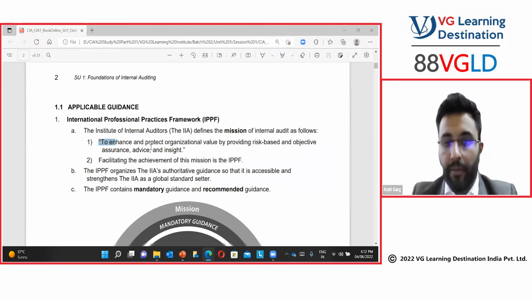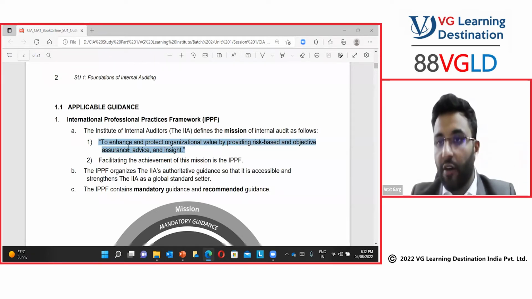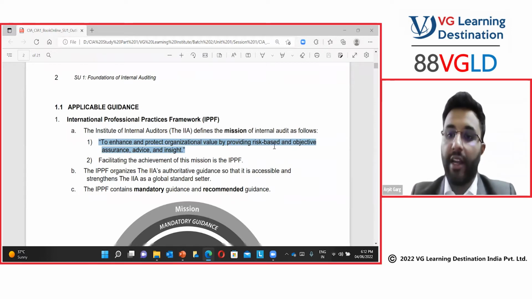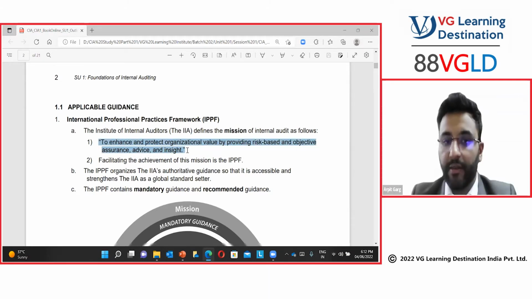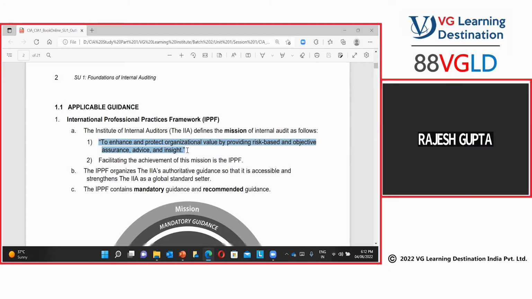So this is something you need to remember: the mission of internal audit is to enhance and protect organization value by providing risk-based and objective assurance, advice, and insight. Can you all read this together? What is the mission of internal auditing? The mission of internal auditing is to enhance and protect organizational value by providing risk-based and objective assurance, advice, and insight.